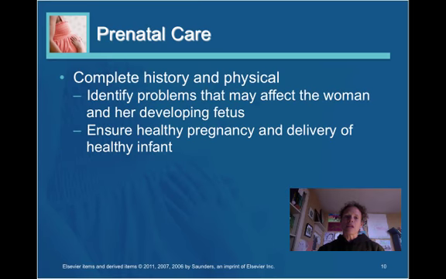What else is involved in prenatal care? Well, you want to do a complete history and physical exam whenever you see that patient for the initial prenatal care. You want to be able to identify problems that may affect the woman and the developing fetus, and you want to ensure that a healthy pregnancy and delivery of a healthy infant occurs.